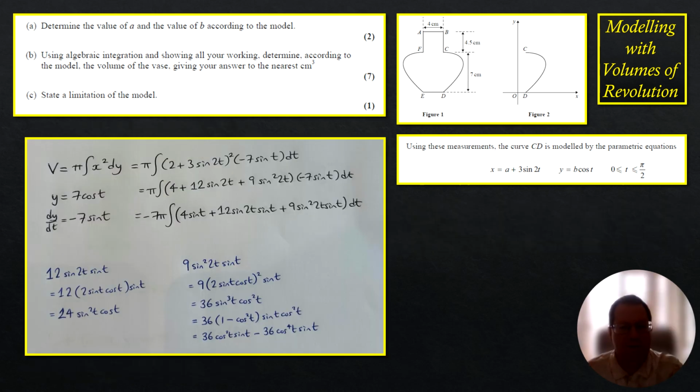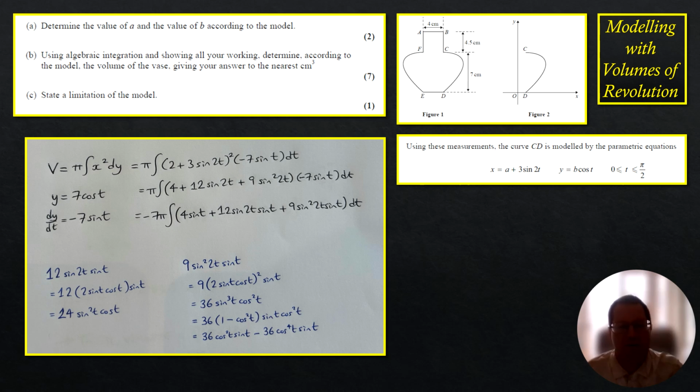So we're using the formula v equals pi times the integral of x squared dy, and parametric equations, parametric integration. So we already know that x equals 2 plus 3 sine 2t, which we need to square. And we also know that y equals 7 cos t. So we're going to be replacing dy with minus 7 sine t dt. So multiplying those together, taking out the negative 7 as a common multiple.